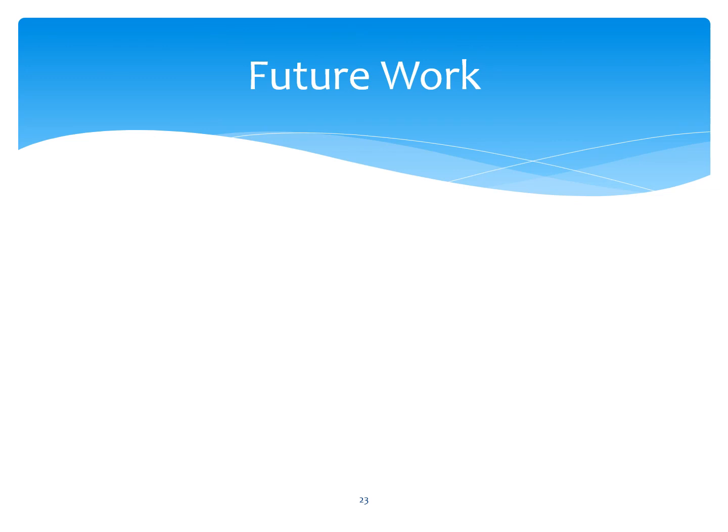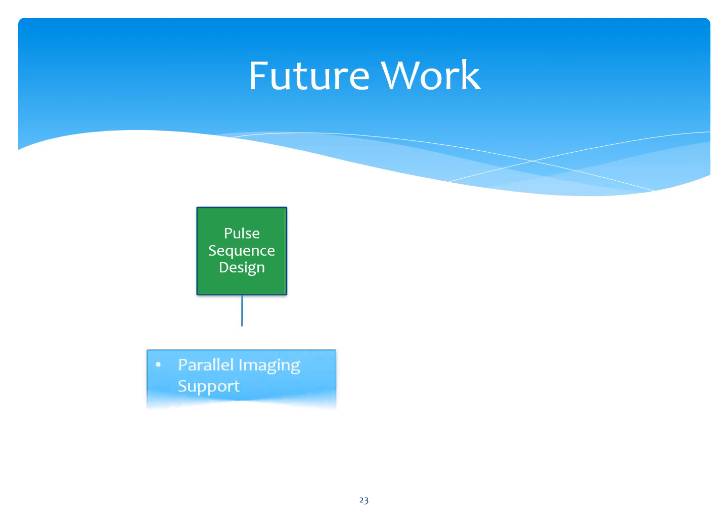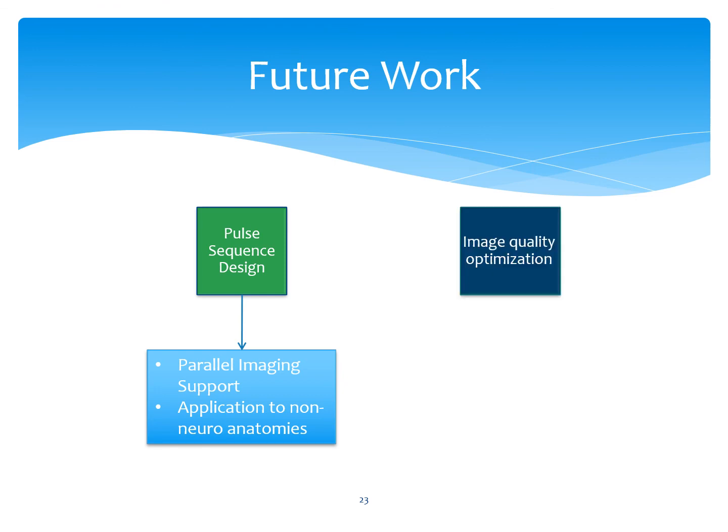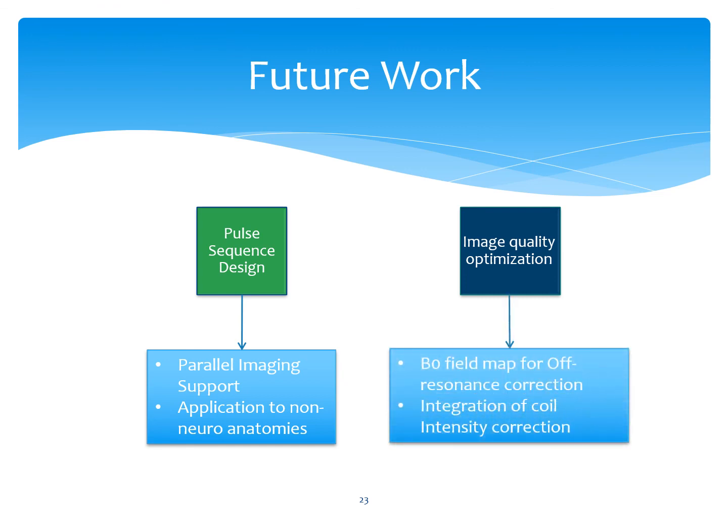As future work, in the pulse sequence design, we can enhance the data acquisition efficiency even more by incorporating parallel imaging support. The sequence can also be applied and evaluated on non-neuroanatomies. We also believe we can further optimize the image quality by using a B0 field map for off-resonance correction, as well as applying and integrating a coil intensity correction mechanism.